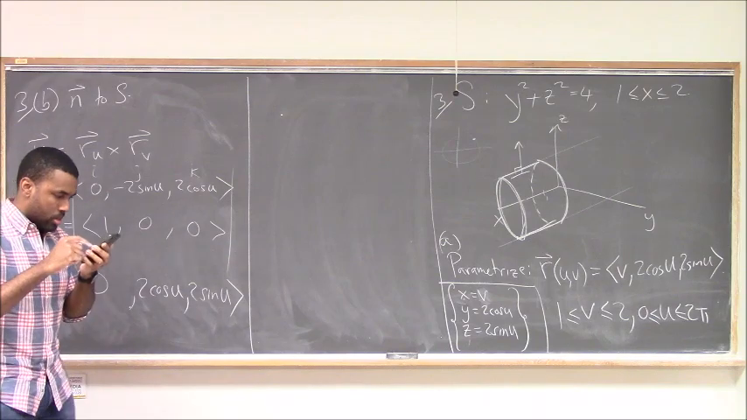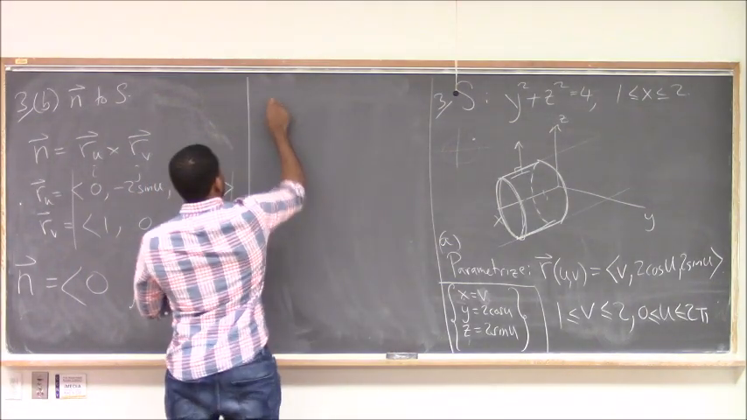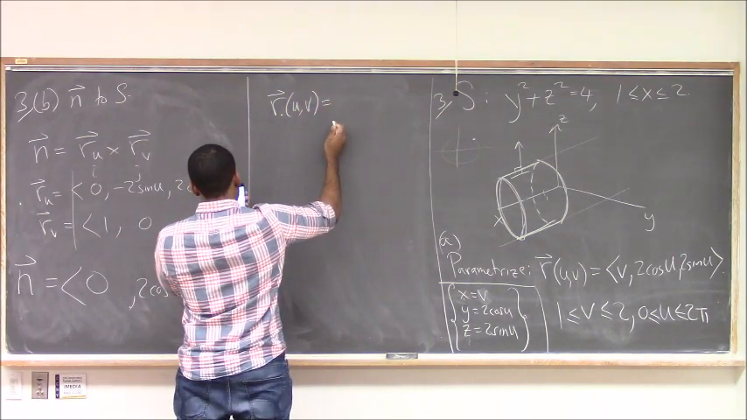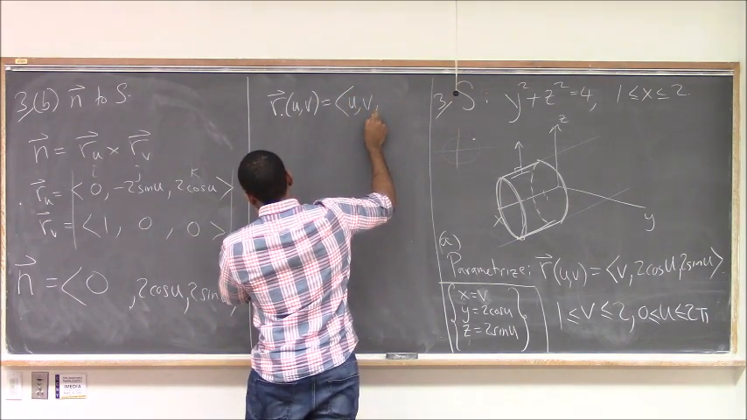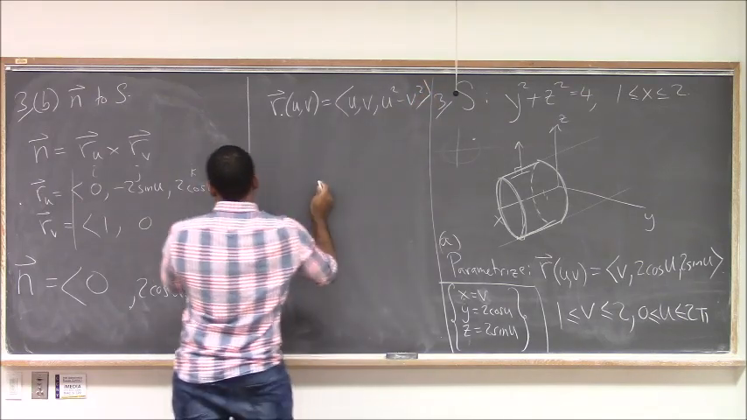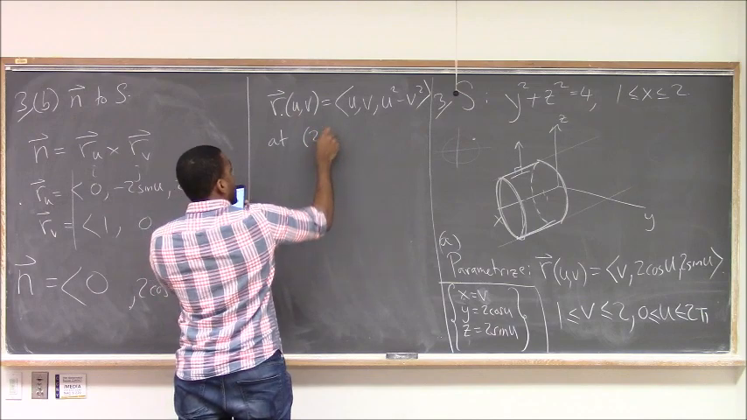Okay, let's talk about here. Tangent plane to this surface. So we're given a surface here. It's parametrized as u, v, u squared minus v squared. And I give you the point that I wanted to parameterize at: 2, 1, 3.